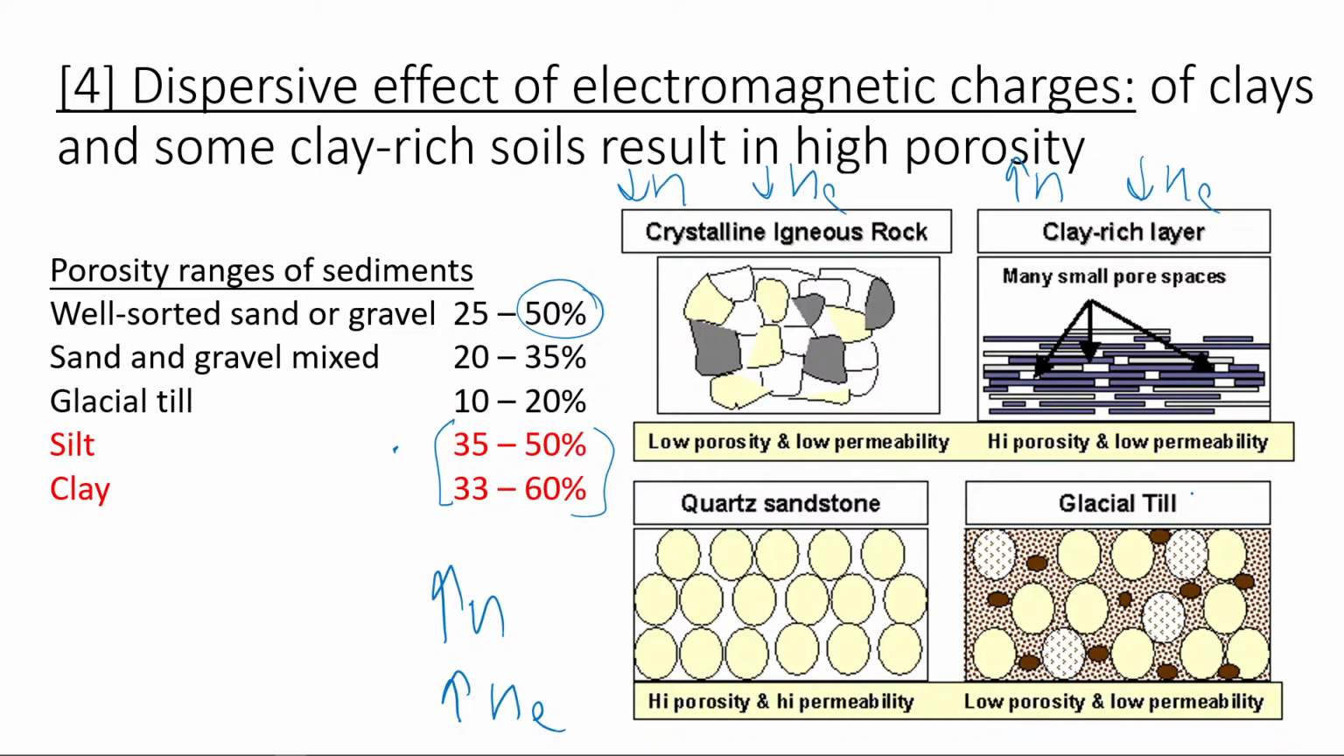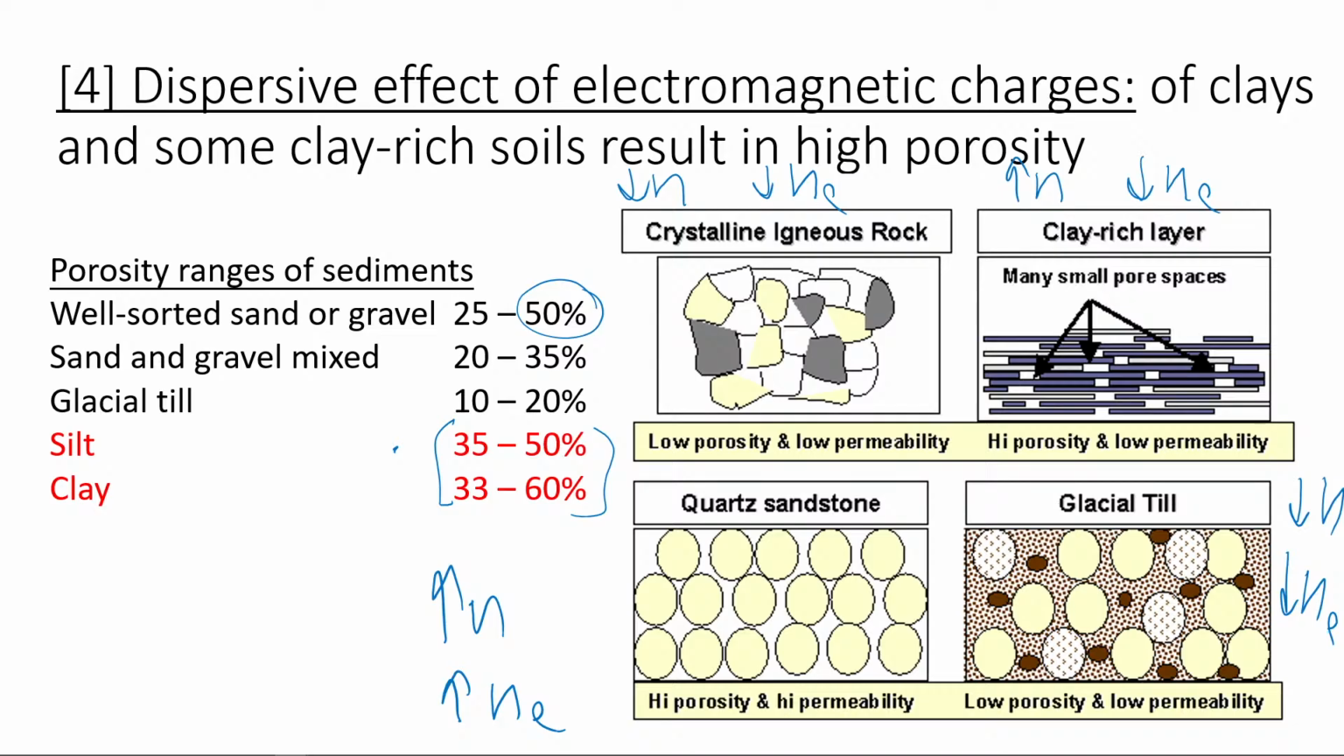Glacial till. Glacial till, unlike clay, is similar to sand, but it is very poorly sorted. Because it is very poorly sorted, the porosity would be low, and the effective porosity would also be low.